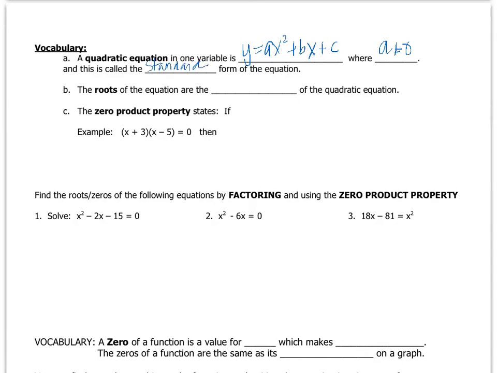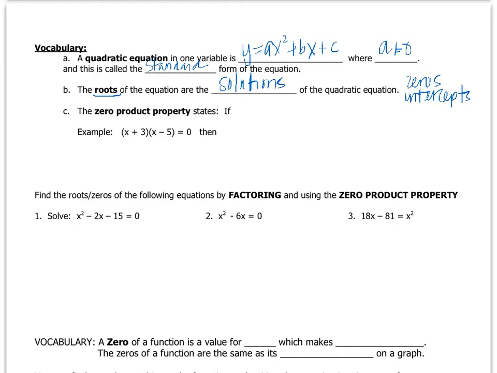We also learned vertex and intercept form, and I'm actually going to show you those two today as we go through. The roots of the equation, guess what? There's another word, are the same thing as the solutions. We also used the words zeros and intercepts in section 4.2. All four of those words are interchangeable.